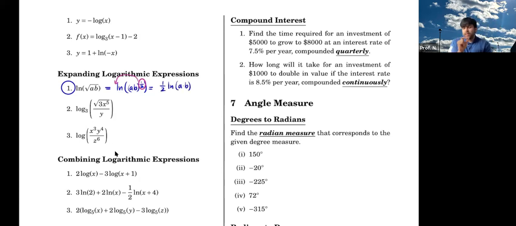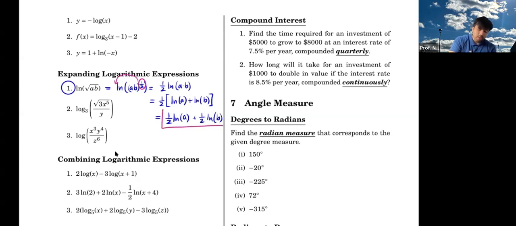But A times B indicates that I can separate that even more. And this becomes 1/2, and make sure you put the parentheses or bracket, ln of A plus ln of B. And then if you'd like, you can also distribute that 1/2. So the final answer would be 1/2 ln of A plus 1/2 ln of B. And so now I have fully expanded it as much as possible. And that's number 1, for expanding logarithmic expressions.